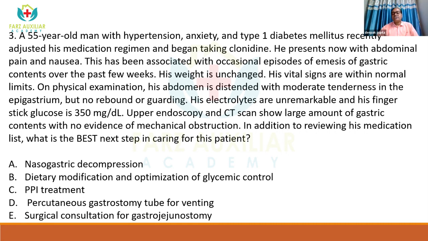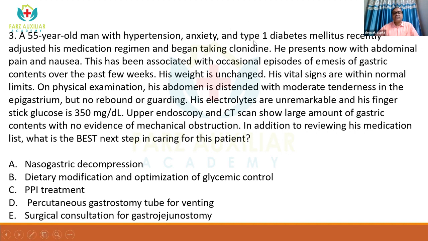So in this case, you have to diagnose what exactly it is. If you diagnose this problem clearly, you will definitely get the answer. The options are given. One is you can put in a Ryle's tube, nasogastric decompression; dietary modification and optimization of glycemic control; PPI treatment; and then percutaneous gastrostomy tube for venting; or you go for surgical consultation for gastrojejunostomy.